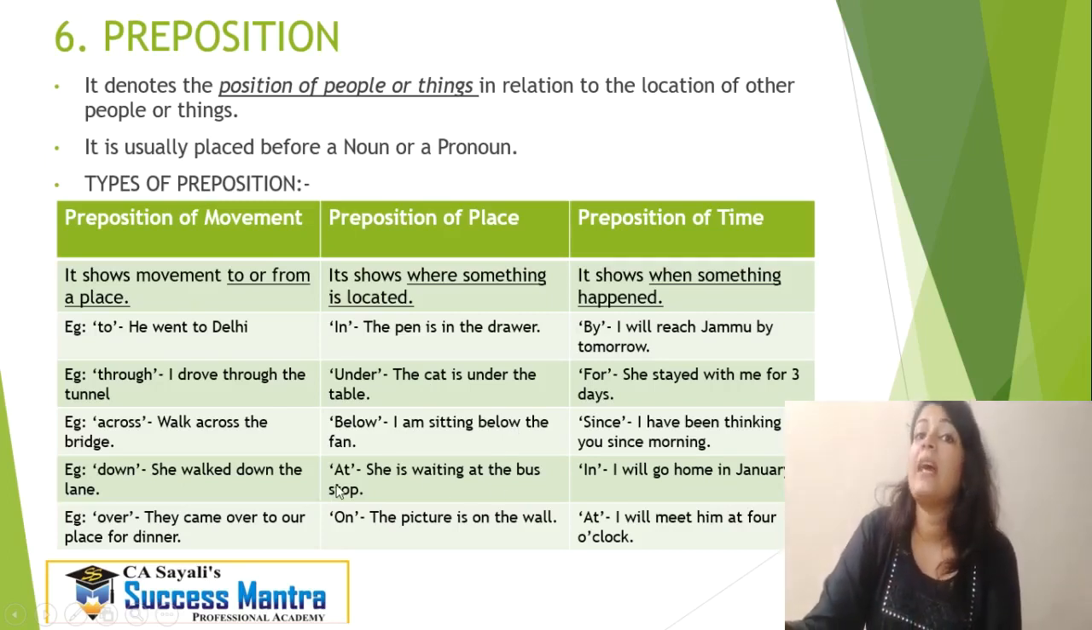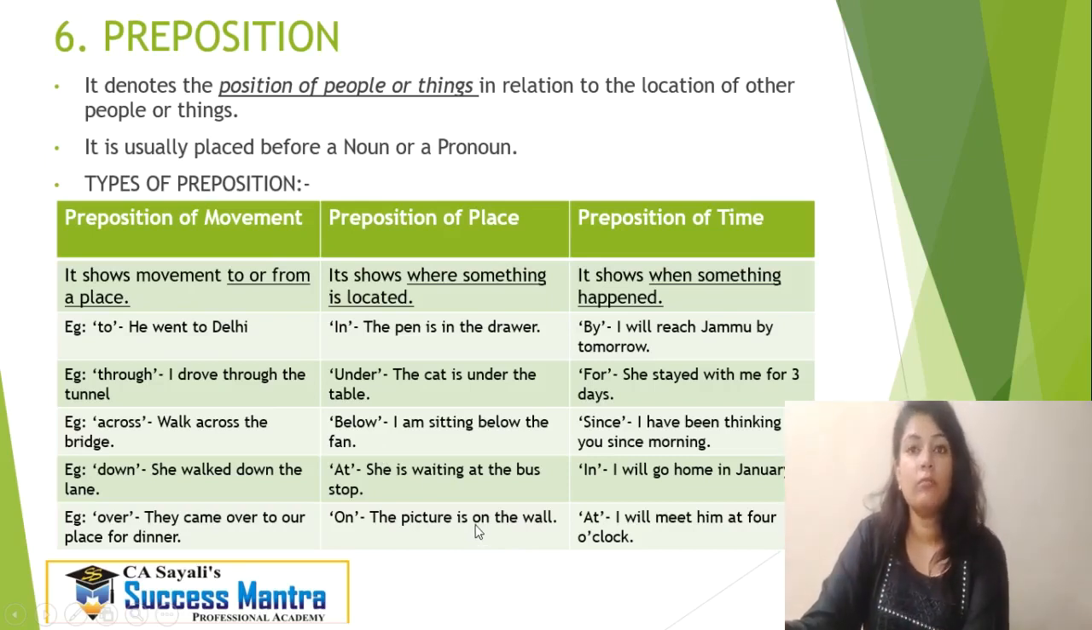Okay, if I am saying at, she is waiting at the bus stop, तो it tells us where she is waiting. ठीक है, on, the picture is on the wall. So this particular preposition on is telling me where that picture is located.